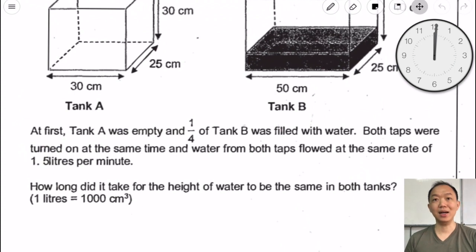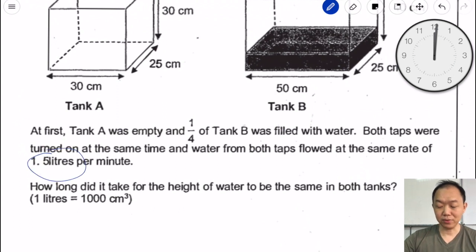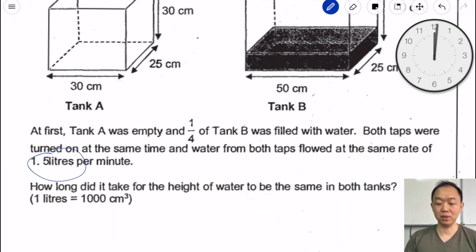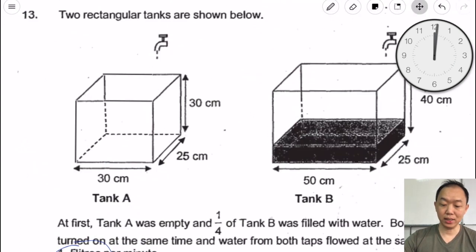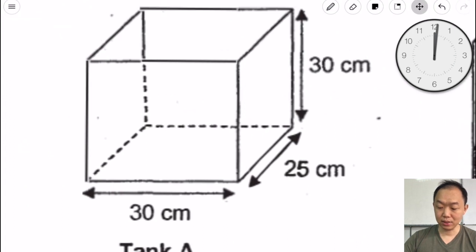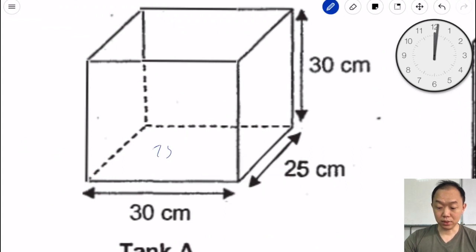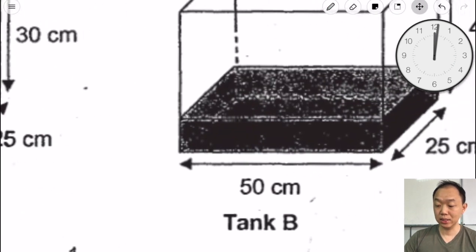Okay, so we want the height to be the same. Water is flowing at 1.5 liters per minute. First we must find the base area. So how do we find the base area? Let's find the base area for tank A. For tank A, it's 30 times 25, 750. So 750 cm². I'm just trying to find the base area.